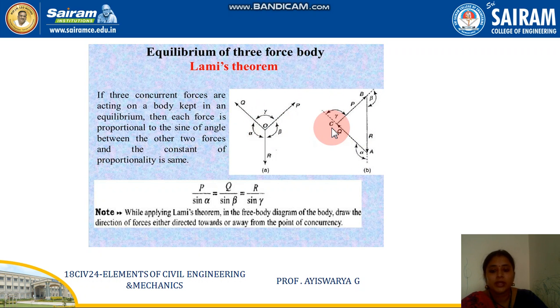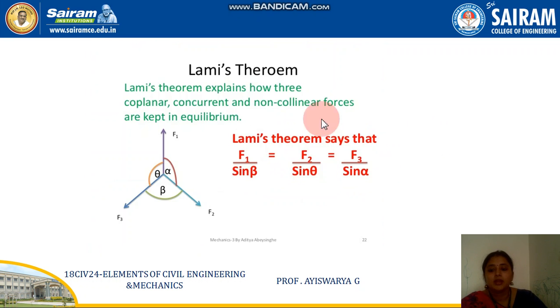And finally with respect to the sine proportion, you will get one force divided by sine of angle between the other two forces. So P by sine alpha, Q by sine beta, and R by sine alpha. This is applicable only in the case of a three force system. Right. So again, I have highlighted the formula of this Lami's concept.